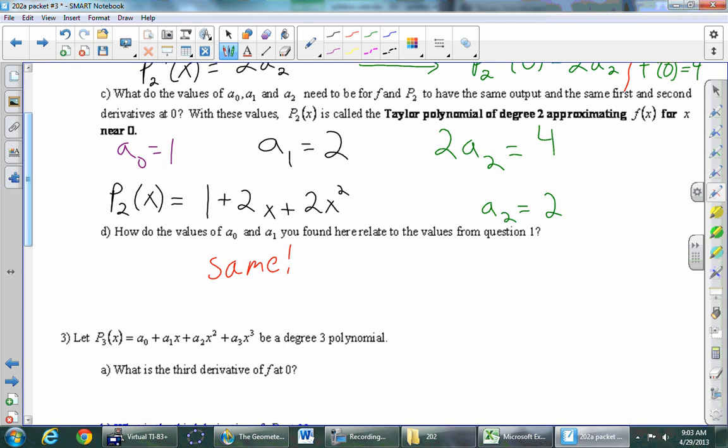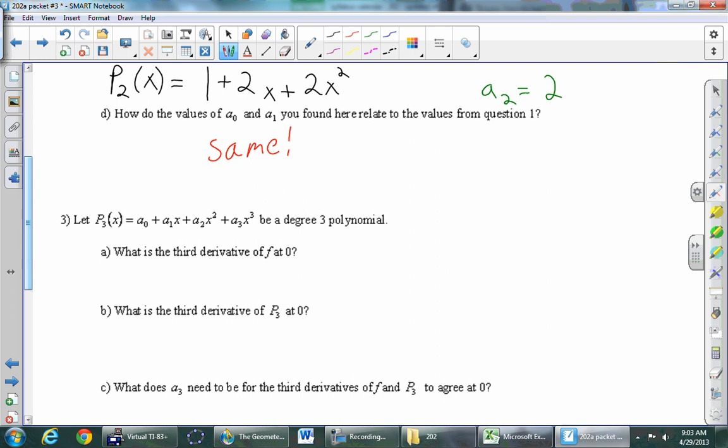And so that means that when we come down here to number 3, it has a formula called p sub 3, which is a generic cubic. Right? It's not a parabola anymore. It's a generic cubic function. We can say definitively that the a0 we're going to get here is going to be the same a0 we got before. It's still going to be a 1. And the a sub 1 is still a 2. And the a sub 2 is also a 2. The a sub 3 is the part that's new for us. We don't know that yet.